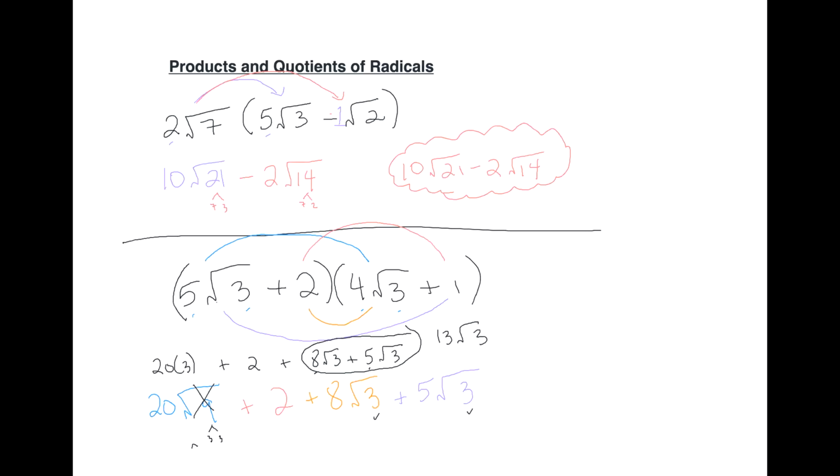Yes, I have 20 times 3, 60. Plus the 2. Plus the 13 square root of 3. Okay, so 60 and 2 are just regular whole numbers. So 62 plus 13 square root of 3.